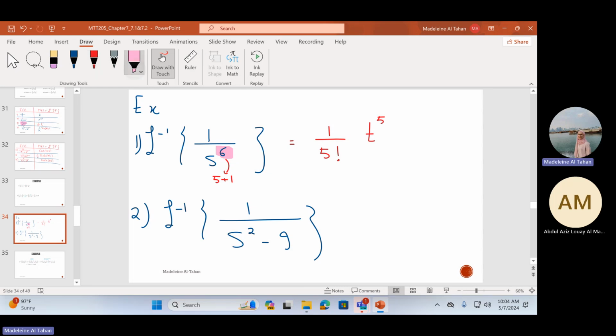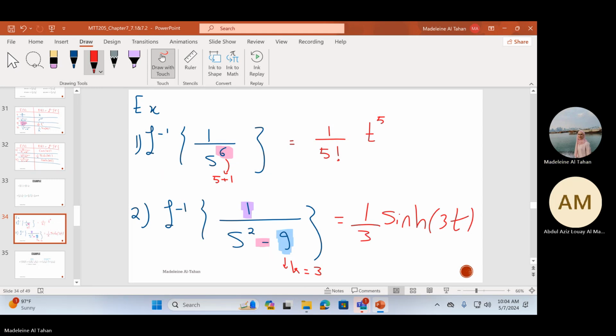In the second one, this one is what? Minus. And this one is 9, right? So this one, what does it mean? K is equal to 3. So it's sine. We have 1 up. It means that it is sine h or cosine h. Up is constant, it means that it is sine h. Here we have 9, we will take its radical, so sine 3t. Constant, it means that we will divide by this constant. Is it clear?